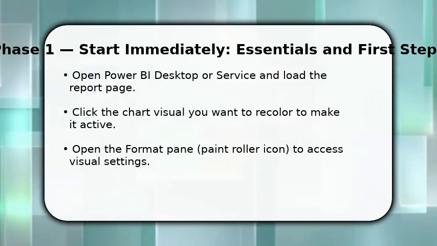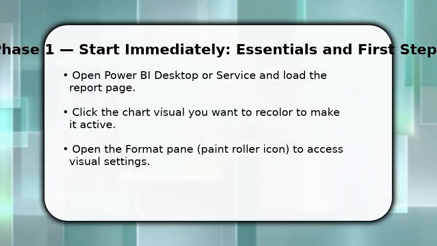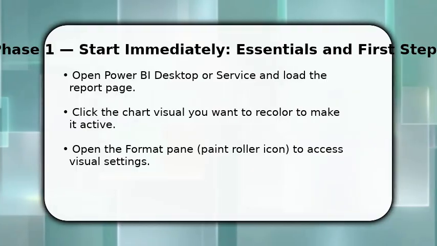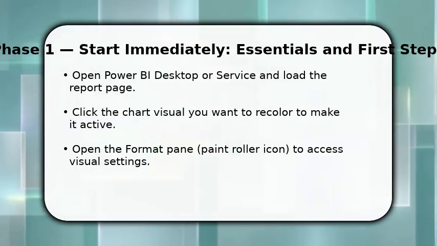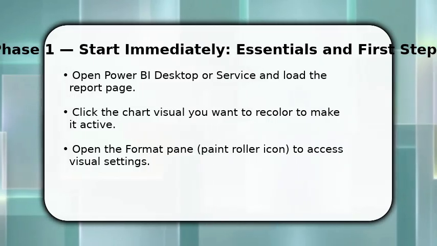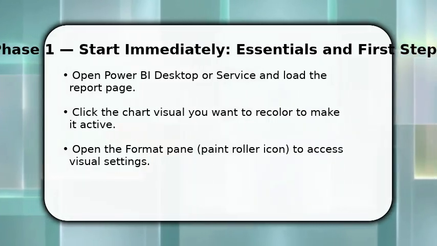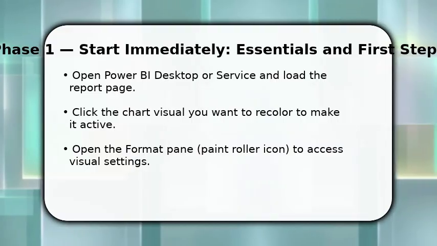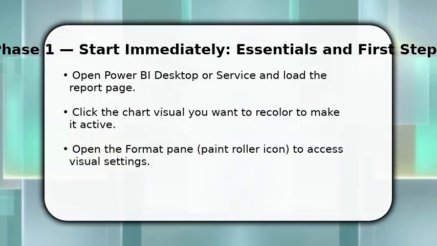Make sure the visual type supports data colors, then expand the Data Colors section. You need this pane because Power BI does not let you change chart colors from the Fields pane. The Format Data Colors area is the only built-in path to set or map colors for series.